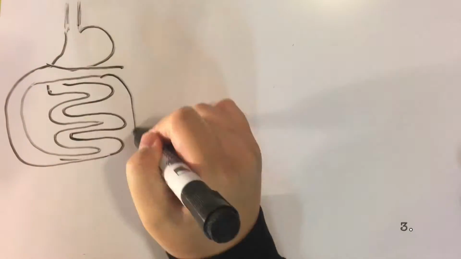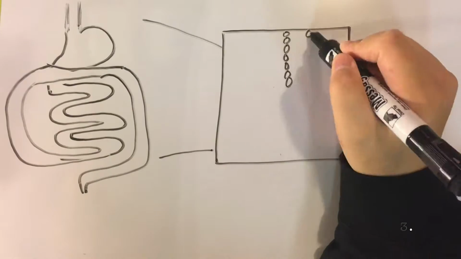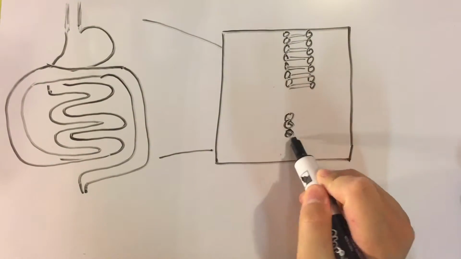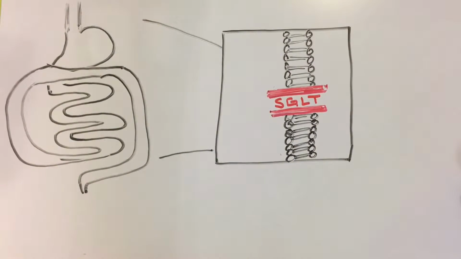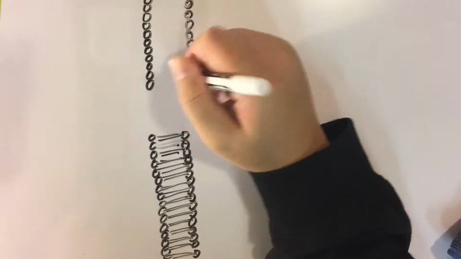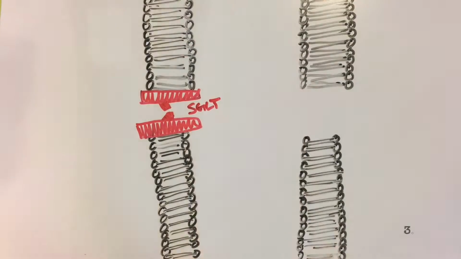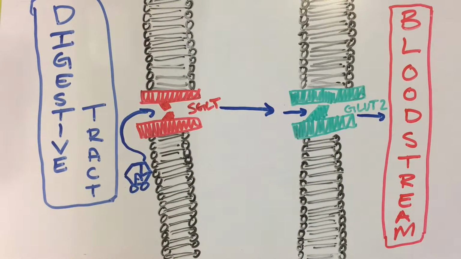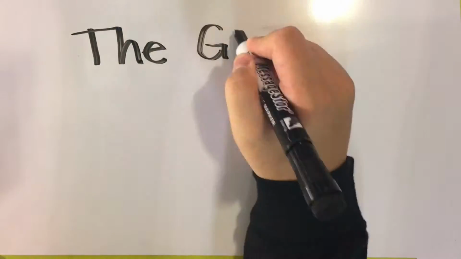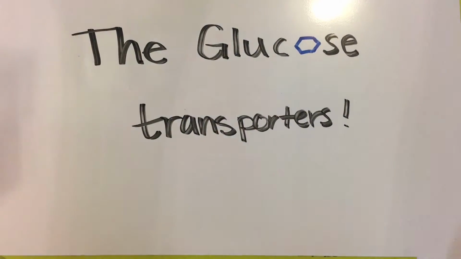There is also a different glucose transporter in the cells of your digestive tract. These are called SGLT1s, also known as sodium glucose transporters. These are the one-way tunnels for glucose trucks going from your digestive tract into your cells and eventually into your bloodstream. Now let's go through some of the glucose transporters here.